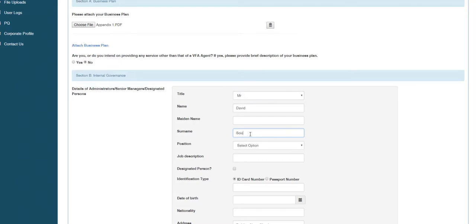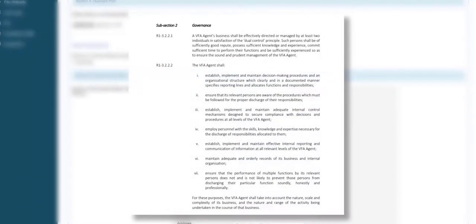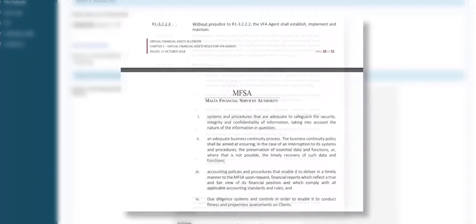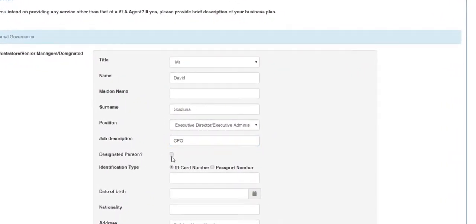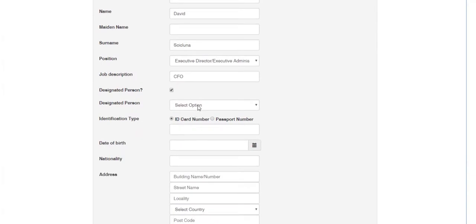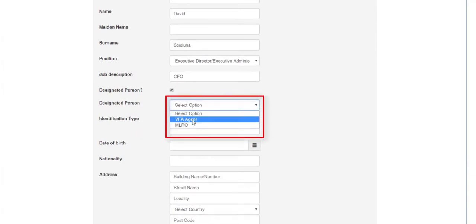The applicant shall not be able to proceed with the application unless it proposes the respective internal governance arrangements in accordance with Chapter 1 of the VFA Rulebook, being 2 administrators effectively managing and directing the VFA agent's business, one of which should be executive, and at least 3 designated persons. The applicant should note that from the 3 designated persons, 2 shall be responsible for performing the activity of a VFA agent under the Act, and 1 shall also be appointed as the MLRO for the VFA agent.